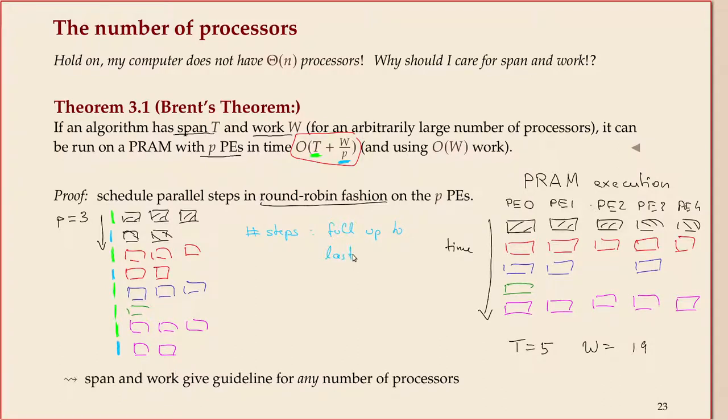Up to the last round per time step. Per PRAM step. And that means we add at most 1. So we get this plus 1 as an upper bound, because we make them full as long as we can, but then we add 1 more for each. Sorry, this is a T, it's 1 per original time step.